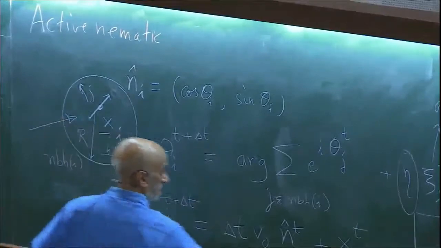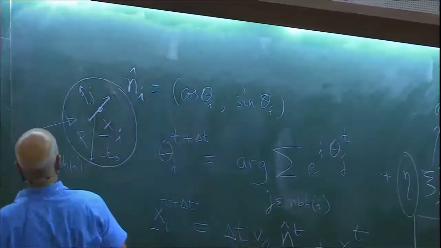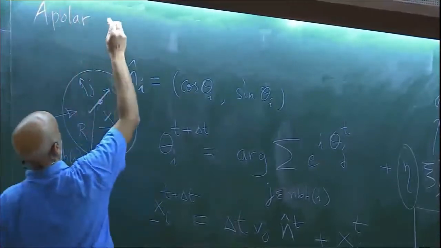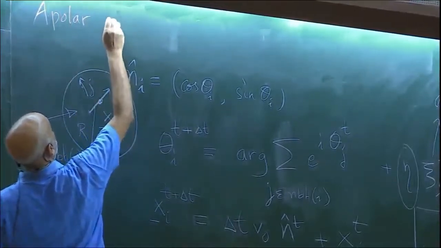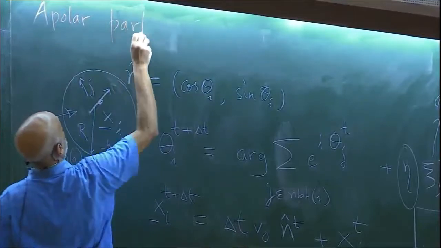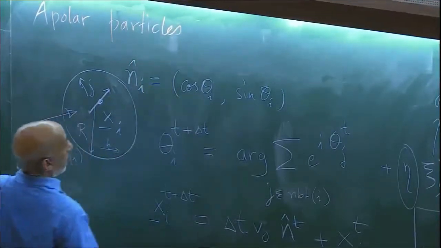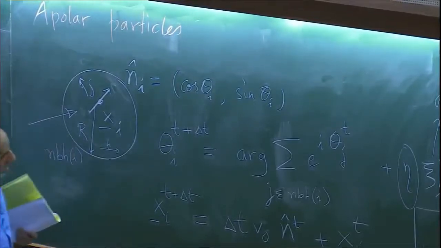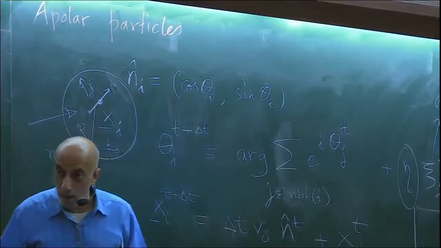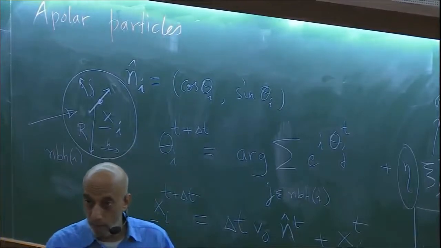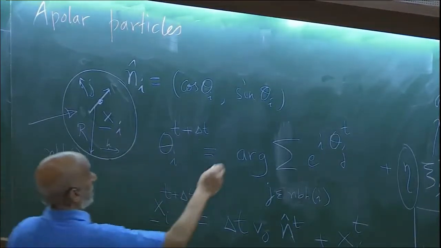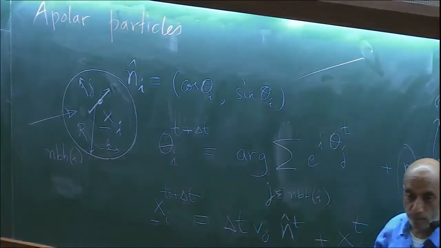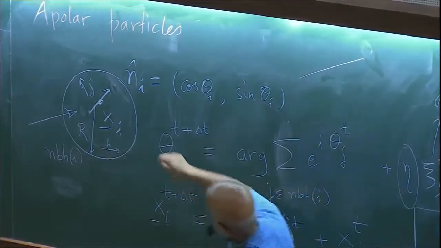I don't even call it... let's just say apolar particles. And the trouble with apolar particles is not that you can't assign an orientation. The trouble is that they don't know forward from back. What's an apolar particle? An apolar particle is a particle without that arrow.